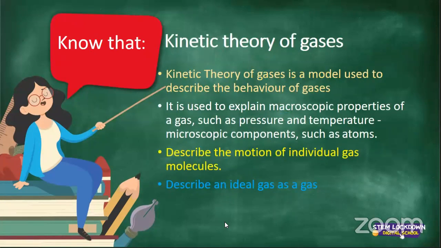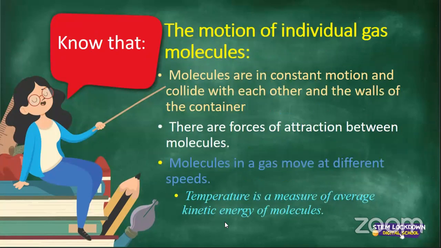Right. So let's just look at this one. Remember that from the kinetic molecular theory of gases, we are saying gas molecules are always in constant motion and they collide with each other and the walls of the container. So what you need to know about the motion of individual gas molecules is that they are always in constant motion and they collide with each other and the walls of the container.